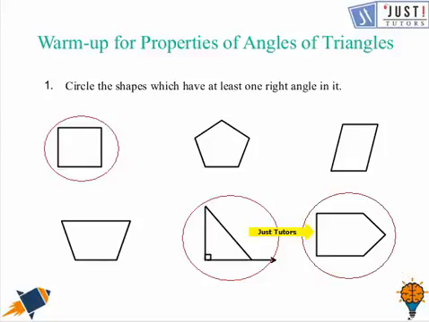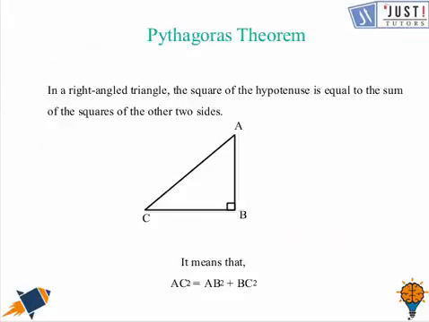Pat your back if you have circled correct shapes. Now let's proceed with Pythagoras theorem. So this theorem states that in right angle triangle, the square of hypotenuse is equal to the sum of the squares of the other 2 sides. This theorem is applicable only for right angle triangle, and it means to say that AC square, that is the hypotenuse, the square of hypotenuse is equal to sum of square of other 2 sides.